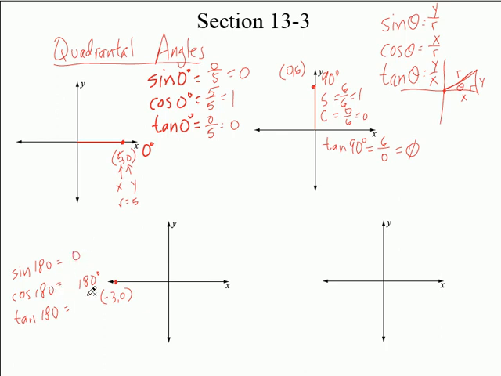The cosine of 180 is x over r. So it's -3 over 3, so the cosine is -1, correct? Remember the r is always positive? The tangent of 180 is y over x, 0 over -3, which is 0. Punch those in a calculator, and I bet you get that same answer, okay? You could do that with 270 as well, but we just ran out of time.